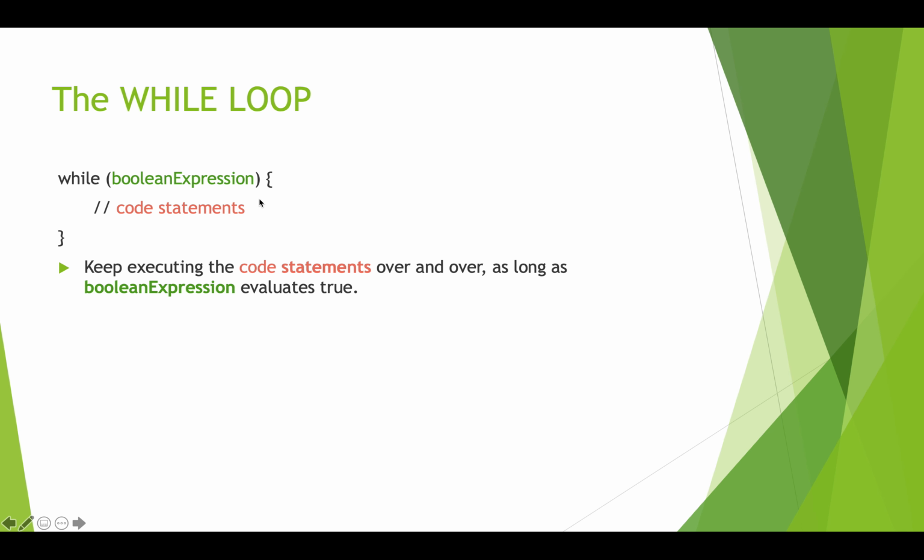In a while loop, we're going to execute code statements over and over as long as the Boolean expression is true. Once the Boolean expression is false, we skip this block and go down to the code that's below.